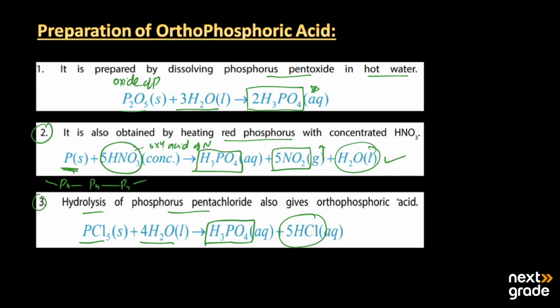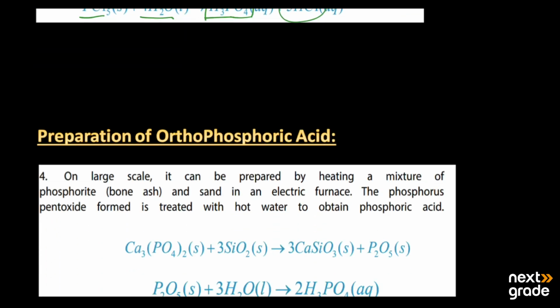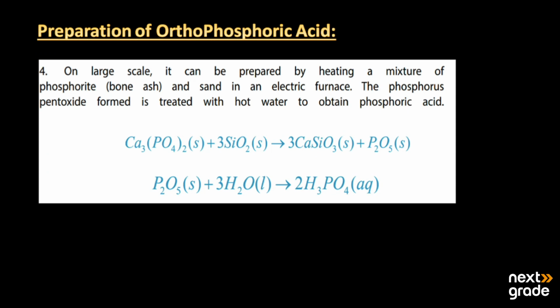After this, we also have a fourth method for its preparation. If we want to prepare phosphoric acid on a large scale, or at the industrial level, it can be prepared by heating a mixture of phosphorite, which is called bone ash, and sand in an electric furnace where a high electric charge is used. The sand is SiO2, silicon dioxide, and the bone ash is the phosphorite mixture.